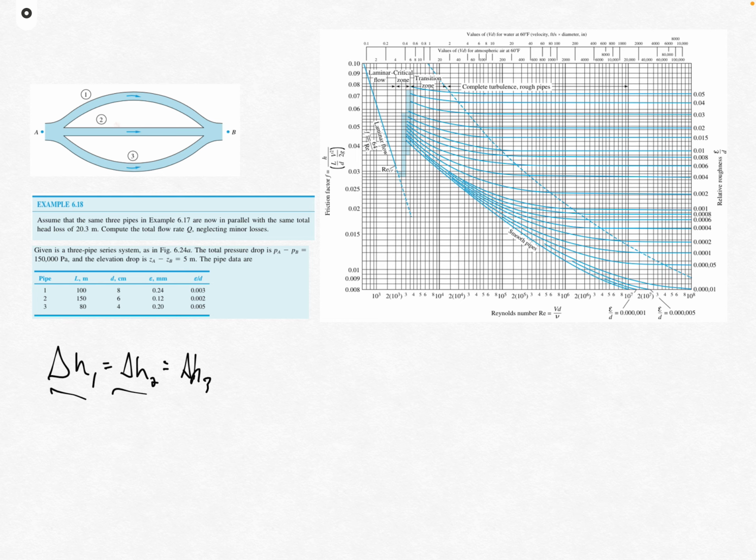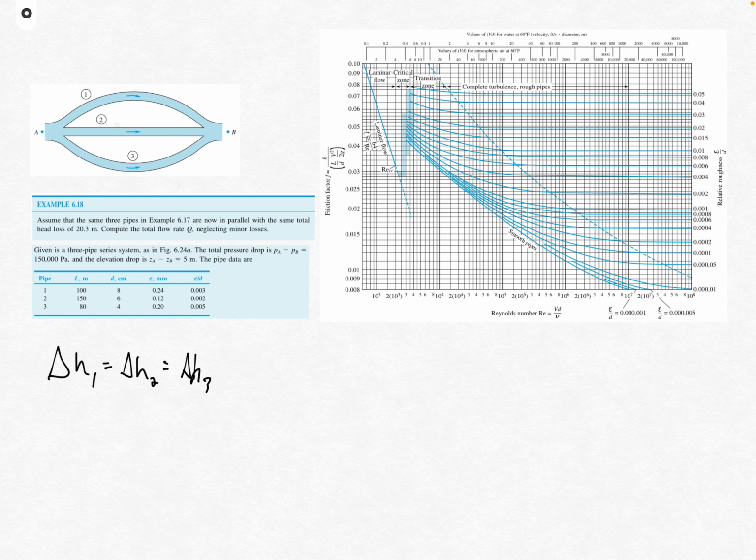or 3 is really just due to a difference in pressure across that pipe, plus any difference in elevation across that pipe. And since they're all starting at the same point, they all have the same starting pressure and elevation, and since they all end at the same point, they all have the same ending pressure and elevation. And the only way for that to be true is if we have delta H1 equal to delta H2 equal to delta H3.